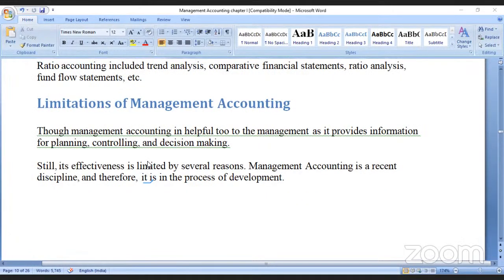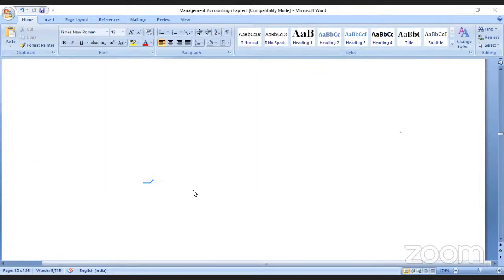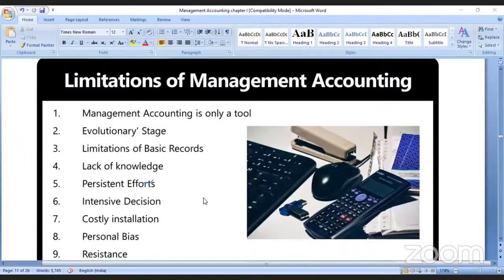The individuals will take a decision, right? Management accounting is a recent discipline. Therefore, it is still in the developing stage only. And these are some of the limitations of management accounting. Management accounting is a tool, it is not a whole, right? It is still in an evaluation stage. It is not end to end.